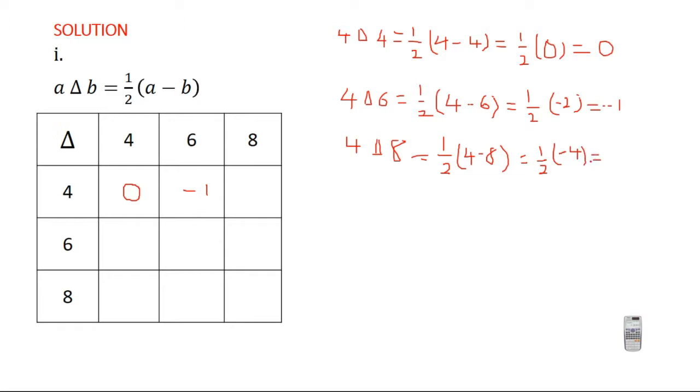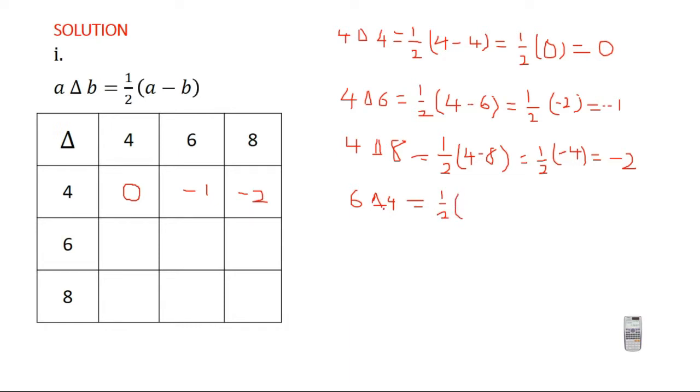So 1 over 2 times minus 4 will give us minus 2. So this place will be minus 2. Then you come to the next one. So you are going to take 6 now. So 6 delta 4 will give us 1 over 2.